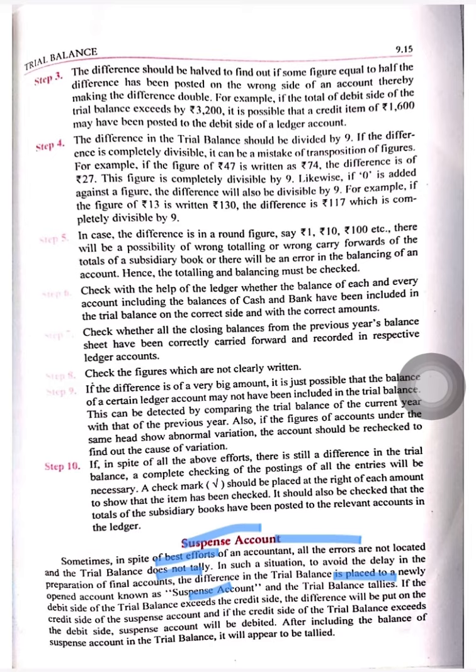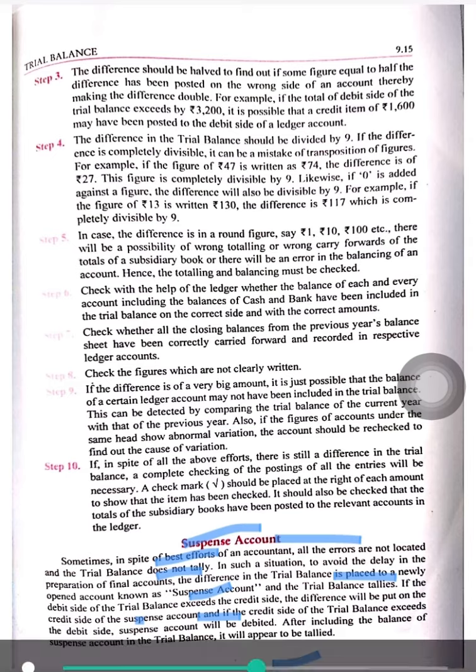If the debit side of the trial balance exceeds the credit side, the difference will be put on the credit side of the suspense account, and if the credit side of the trial balance exceeds the debit side, the suspense account will be debited. After including the balance of the suspense account in the trial balance, it will appear to be tallied. Okay.